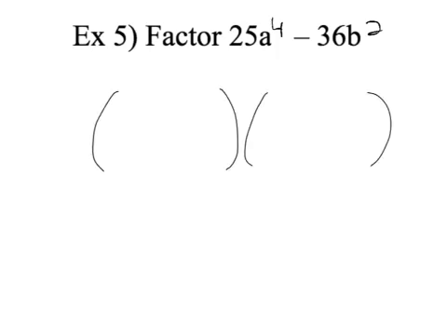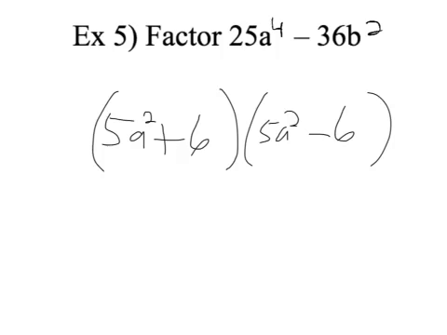Two binomials, plus in one, minus in the other, and then take the square root of both terms. Square root of 25 is 5. And when you take the square root of variables, you have to take half of their exponent. So half of a to the fourth is a squared. Then we need to look at our second term and take the square root of 36, which is 6. And then the square root of b squared. Once again, we're taking half of the exponent. Half of 2 is 1, or just 6b.